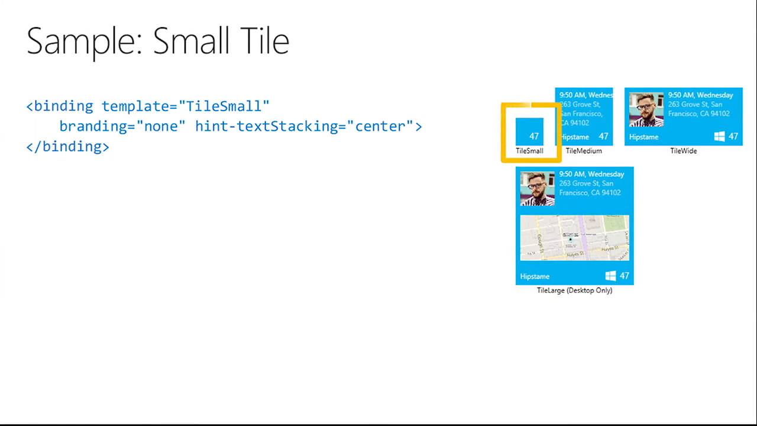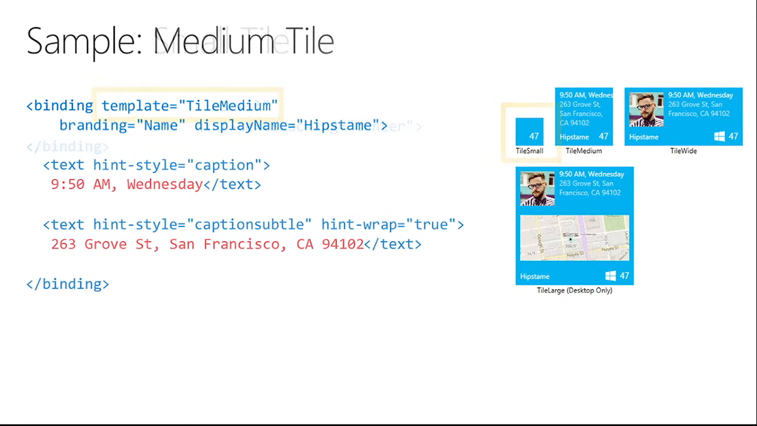So a few specific examples. A small tile, you might just say brand equals none and text stacking equals center, and actually all that you've got on there is simply a badge count. And that's that first one. The second one, here we've got a medium tile where you've got obviously a bit more option for supplying a bit more content. So here you say the template, this is the hint, this is for a tile medium.